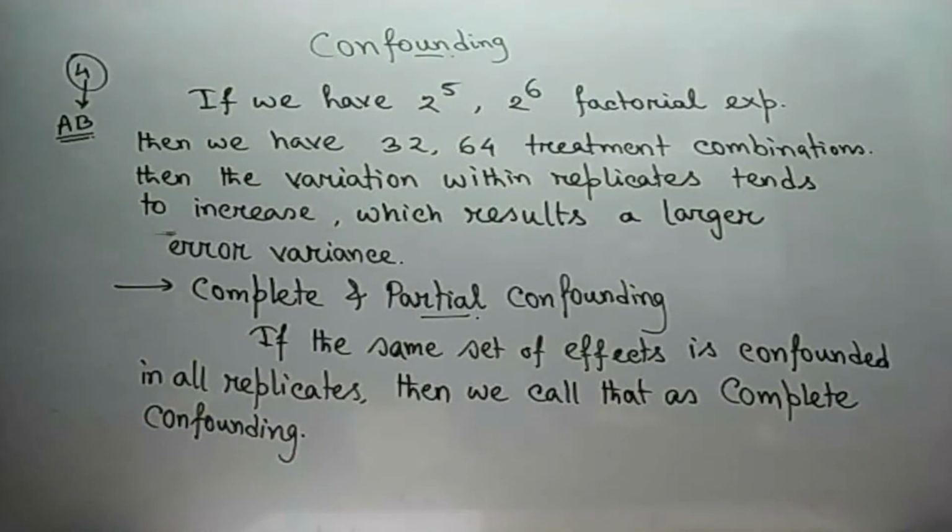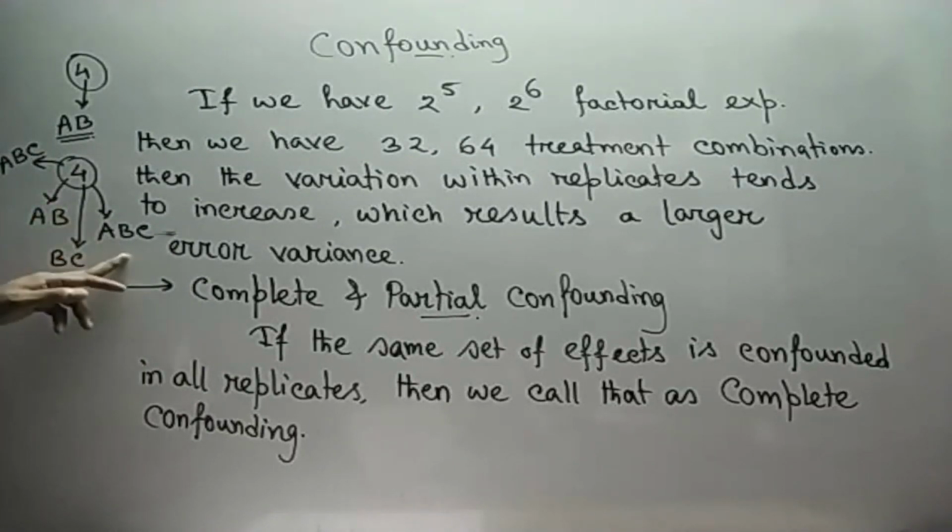Okay, but if we have let's say 4 replicates, but in the first replicate AB is confounded, in the second replicate let's say BC is confounded, in the third replicate let's say CA is confounded, and in the fourth replicate let's say ABC is confounded. Even this can also occur, like in first and second AB and BC confounded, and in third and fourth both ABC is confounded. Okay, so obviously it can happen. So this is a case of partial confounding.